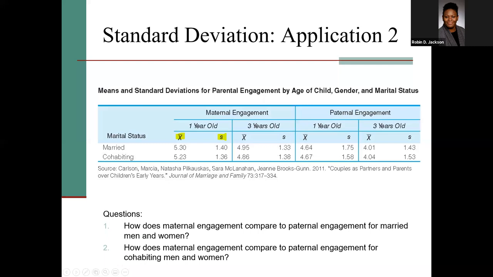Now, what I want to do, I think I've gone over the symbols enough to where hopefully you remember and can recognize these symbols, but there are a few things in the table that I want to point out.